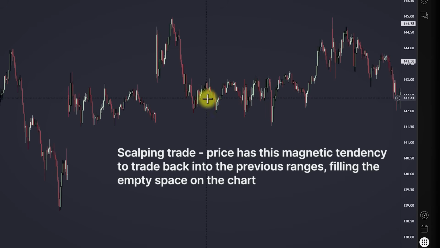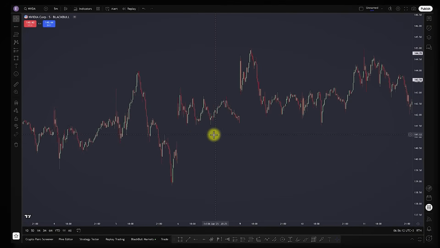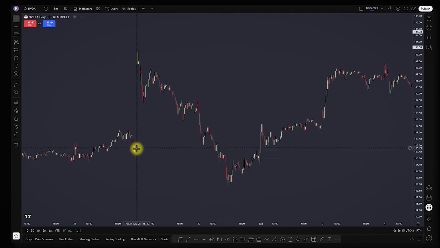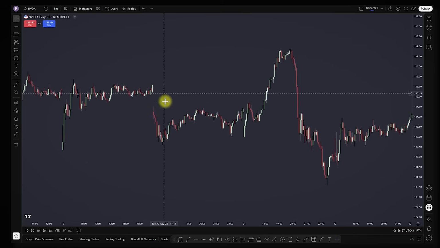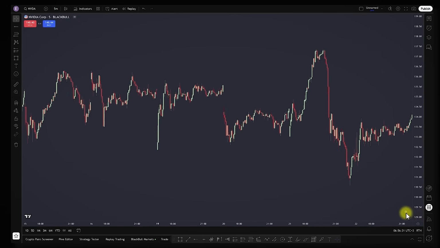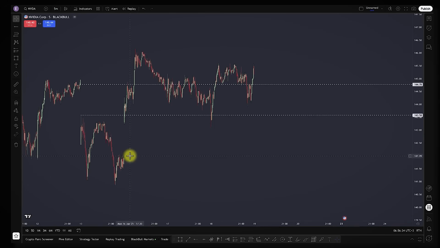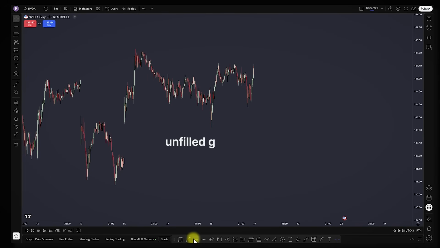Price has this magnetic tendency to trade back into the previous day's range, filling that empty space on the chart. It's like the market needs to revisit those abandoned price levels to confirm their significance. Each gap creates a potential scalping opportunity if you can track them properly. So I want an indicator to show the unfilled area visually, so I can see exactly when price approaches fill levels. Manual gap tracking is impossible at scale, but trading with AI makes it effortless.